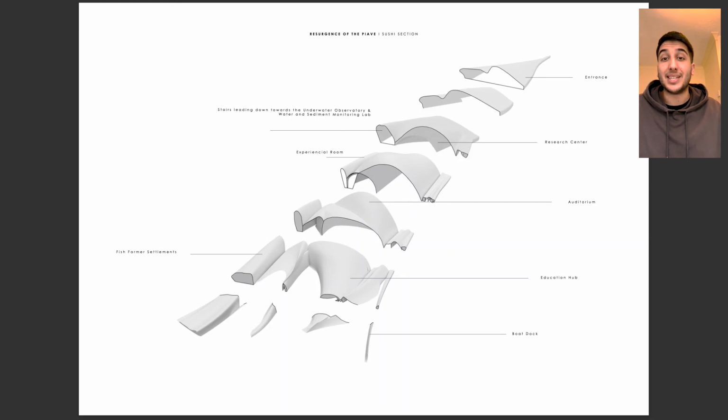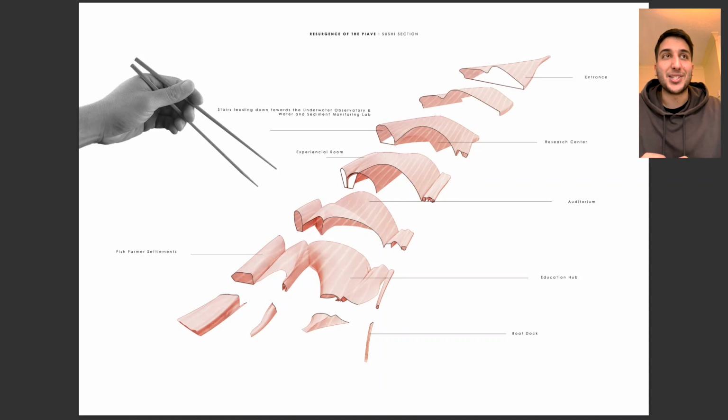So the initial form that I made on Rhino, breaking that up and kind of exploding it and seeing what these different volumes are, how the spaces work, what they look like. And then I called it the sushi section because I thought if I just create another illustration, it could look quite nice.